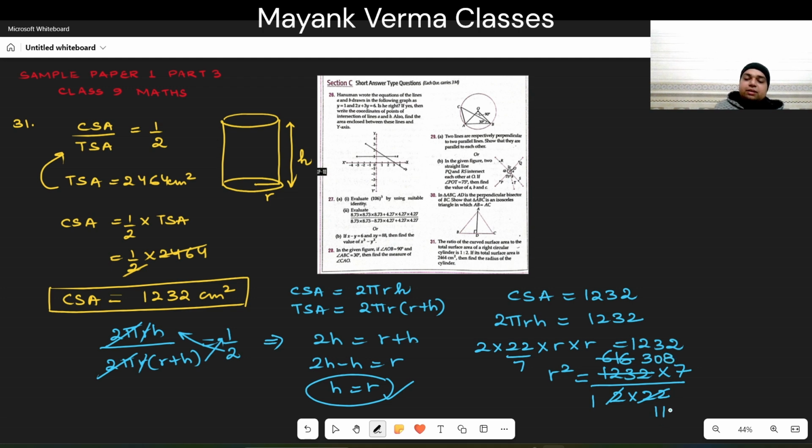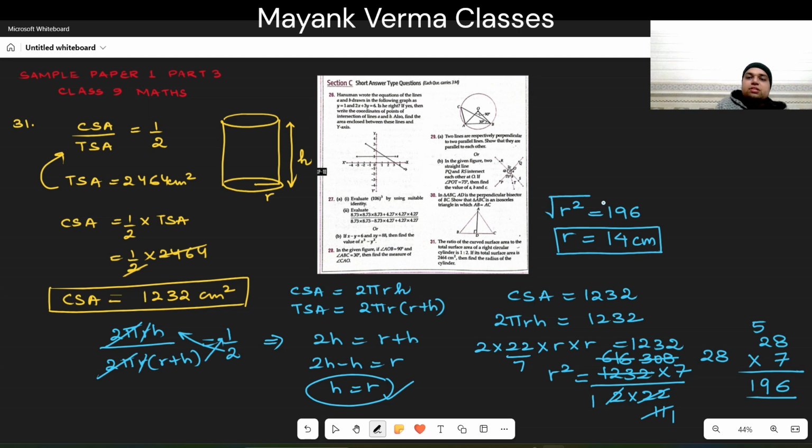And we can cut it on table of 11. 11 ones are 11, and this will be 11 twos are 22, and 11 eights are 88. So we need to multiply 28 and 7. So 7 eights are 56, 7 twos are 14, plus 5 will be 19, 196. Okay, so we get this thing that r square is equal to 196, which makes r as 14 centimeter. Because 14 square is 196. You can take square root on both sides. So you will get 14 as your answer.